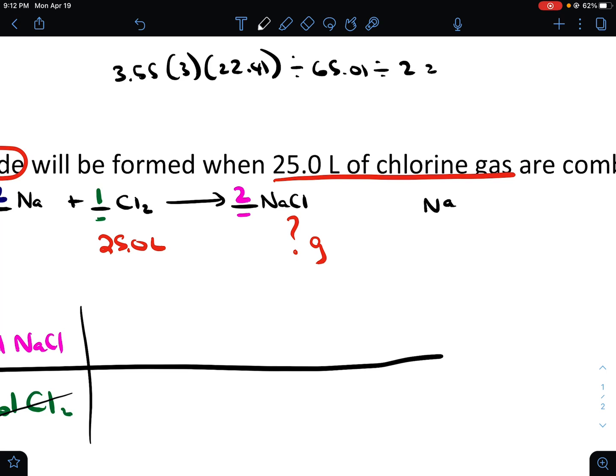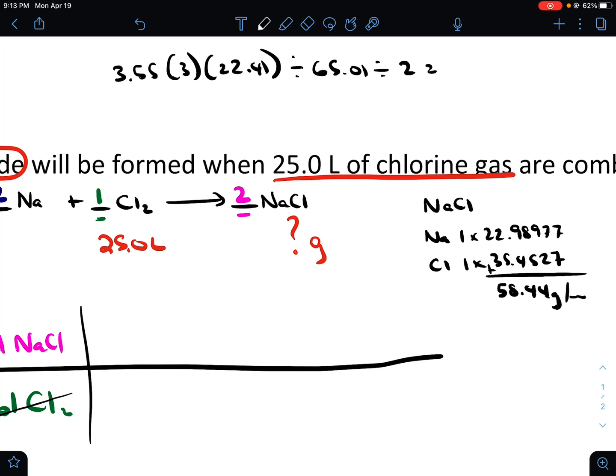Let's try that whole part again. So NaCl, we have Na, we have one of those at 22.98977. And we have Cl, one of those, at 35.4527. So we're just going to add these up to get our answer and round to the nearest hundredth. So 22.98977 plus 35.4527. And we should get 58.44. 58.44 grams per mole. That's our label.